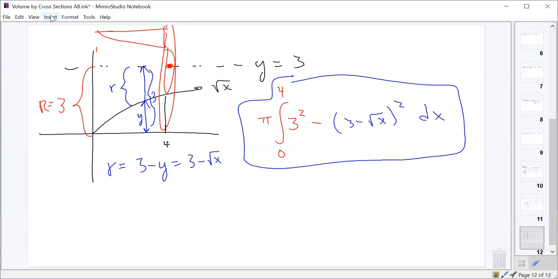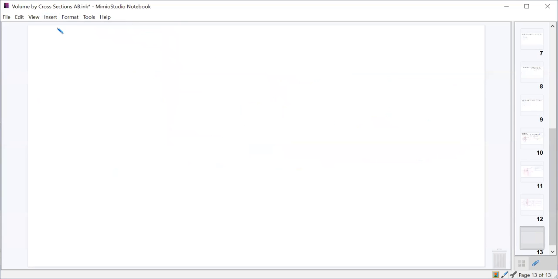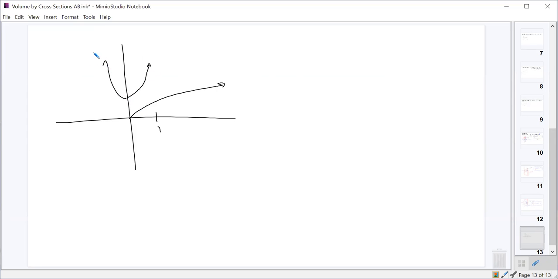All right. Let's do one more. Everybody's good following along with that? Yep. All right. Let's take root x. This time we're just going to go from 0 to 1. And let's take x squared plus 1. So we're going to take this region between root x and x squared plus 1 and revolve it around y equals -1.